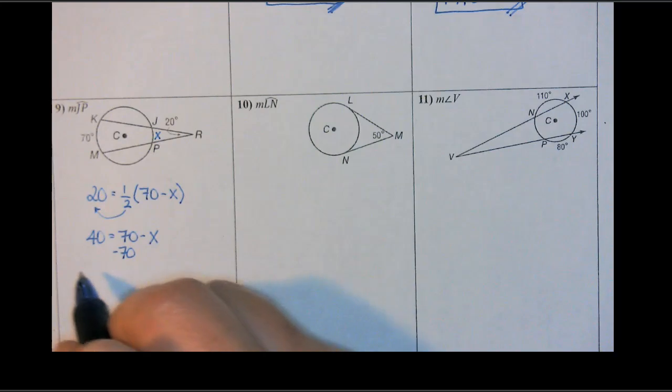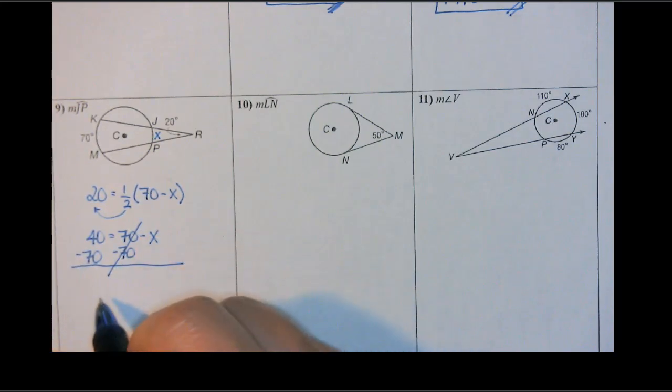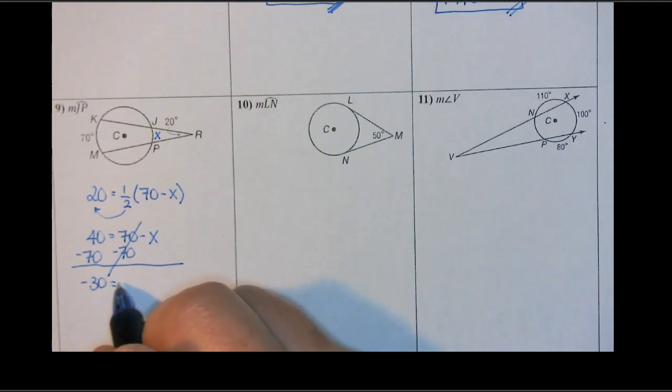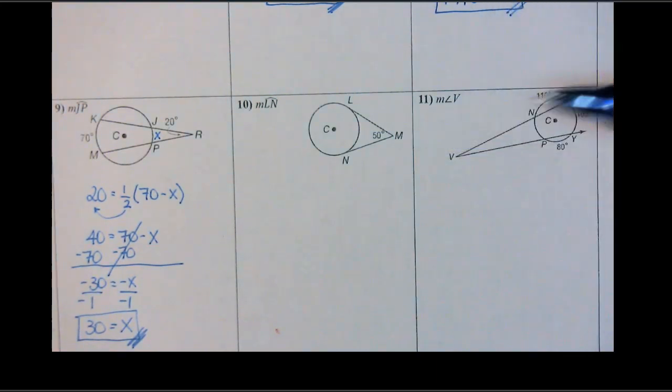We're going to subtract 70 from both sides. 70 goes away. This becomes negative 30 equals negative X. We divide both sides by -1. That means X equals 30 degrees. Very good. Let's go on to the next one.